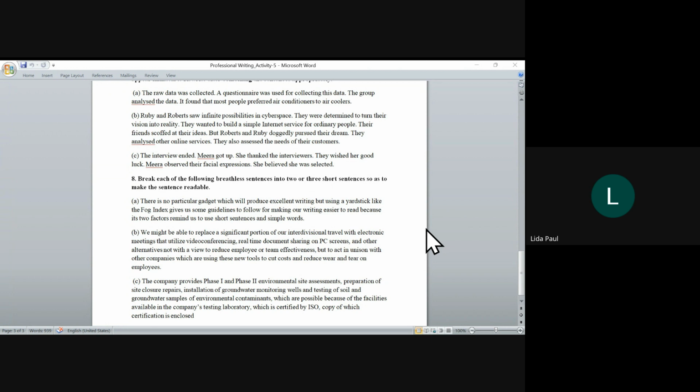Then next part, "not with a view to reduce employee or team effectiveness, but to act in unison with other companies," and so on, right? So you can rewrite it as, the aim is not to reduce employee or team effectiveness, but to act in unison with other companies, right? So until other companies will be your next division of sentence, the third sentence. The last one can be, these companies are using these new tools to cut costs and reduce wear and tear on employees.